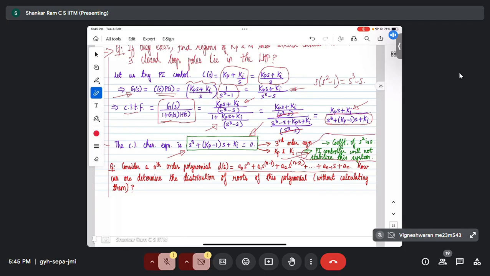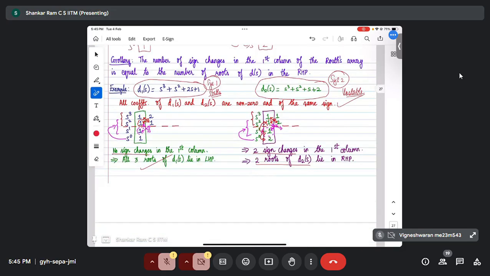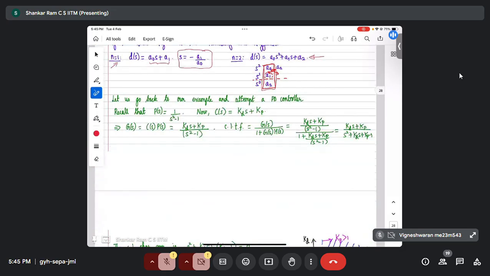All right. So as we discussed, we try P, then we try PI, then we try PD, then we try PID. So let's try with a PD controller. That's what we are doing now. So we come back to this example. We recall that the plant transfer function is 1 by s squared minus 1. For the PD controller, the controller transfer function is KD s plus KP. So the steps are the same. Once we start doing these problems, we are going to become very familiar with these steps.